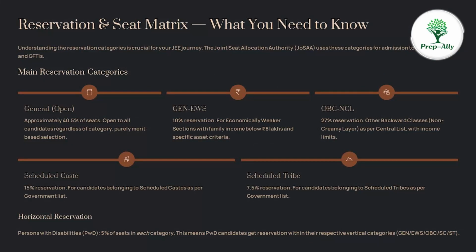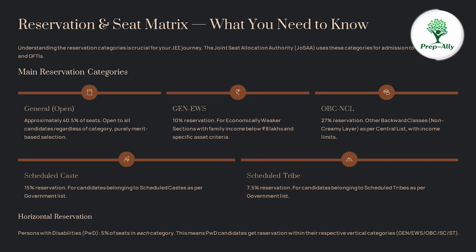Moving to the next. So before we go into the specific certificates, let us also quickly look into the reservation, like how much reservation is there, and for each category what exactly is required. So first of all, if I talk about the general, the open category, you will have seats around 40.5%. Now some of you might be thinking that no, it's 50%, but I'm talking about the general open category. I'm not talking about the EWS.